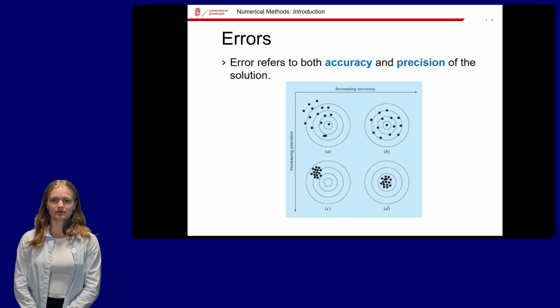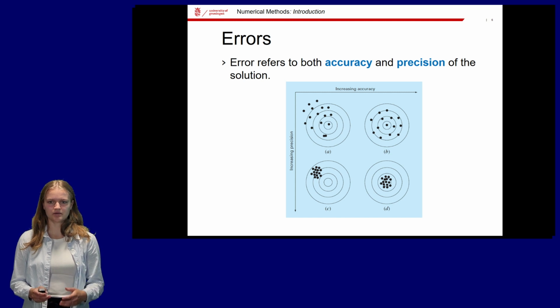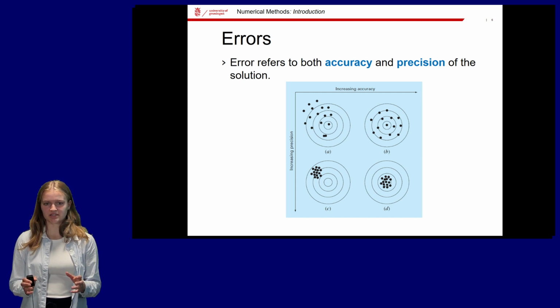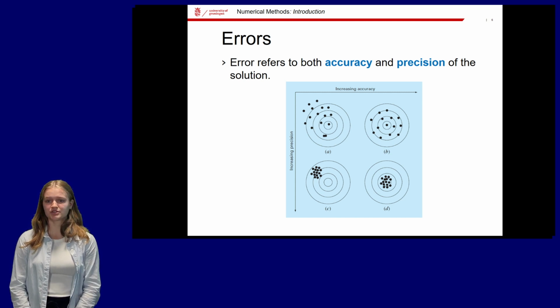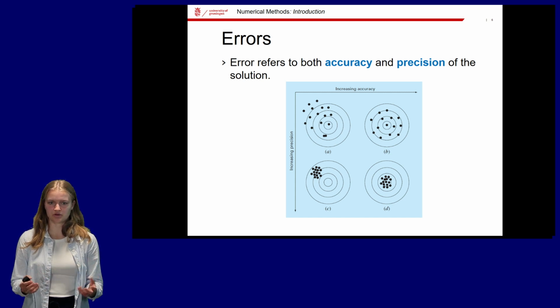So the accuracy refers to how closely a computed value, so your approximated value, relates to the exact solution. And precision refers to how closely individually computed approximations relate to each other or agree with each other. So you want to both maximize the accuracy and the precision to obtain the lowest error.